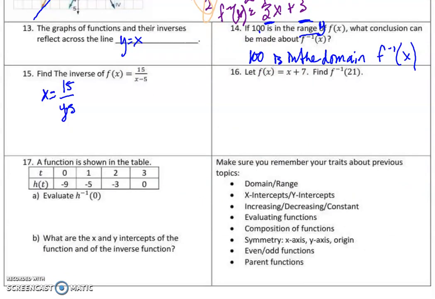Anytime I have a y stuck in the denominator, my first step is to get it out of the denominator by multiplying both sides by the entire denominator. Because those cancel out on the right side, and what I end up with is y minus 5 times x equals 15. Sorry, my board is running so slow today. That says y minus 5 times x equals 15.